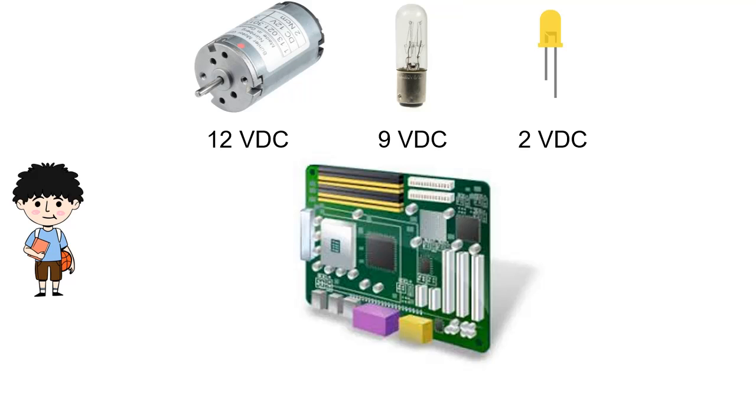Electrical devices also have different voltage requirements. For example, the main power to the circuit is 12 volts. If we connect an LED that needs 2V directly to the main power, it will burn out. A simple way is to use a resistor to reduce the voltage on the device.